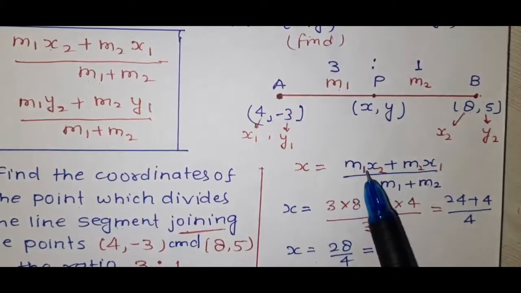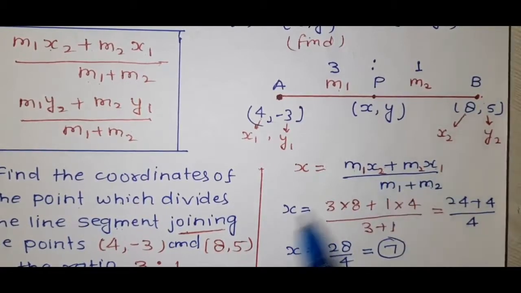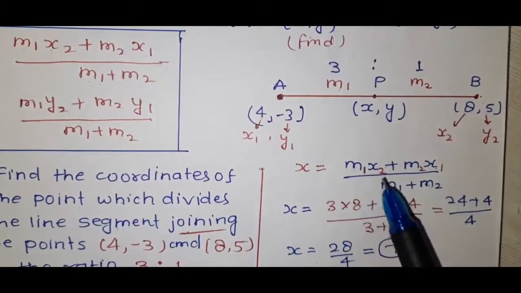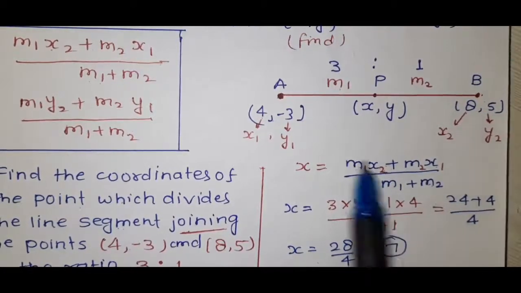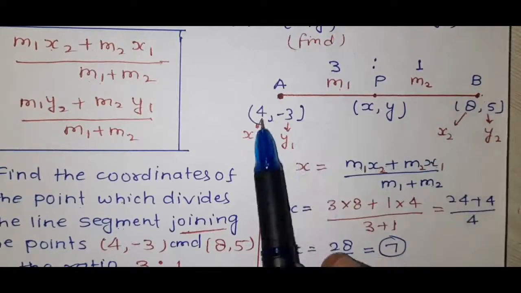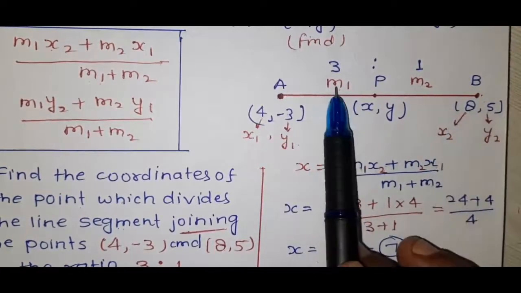And what to write in the numerator? 1 2 and 2 1, and remember it will be a plus sign in between them. Put all the respective values in place of m1 x2 and m2 x1, with the plus sign. We'll get all the values: the value of x1, y1, x2, y2, and the values of m1 and m2.